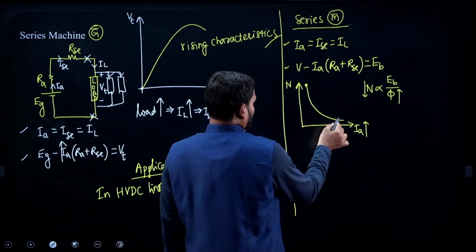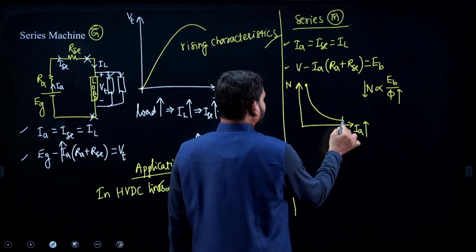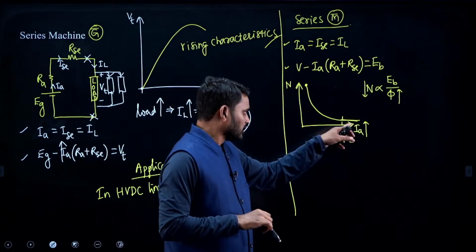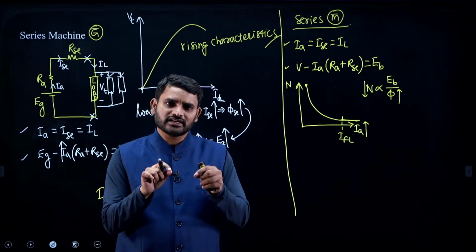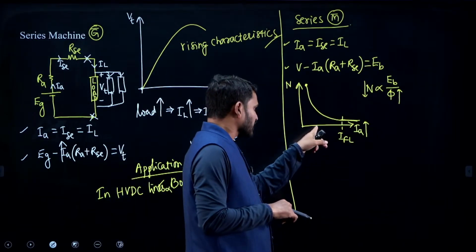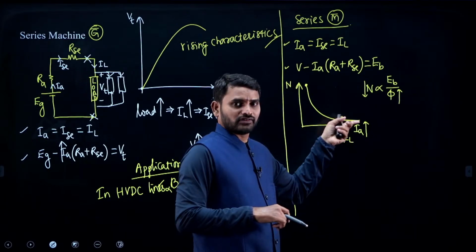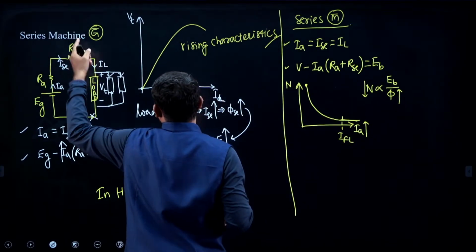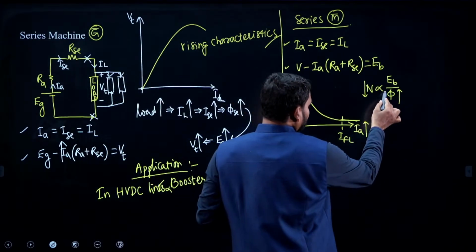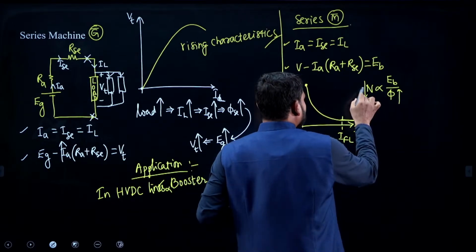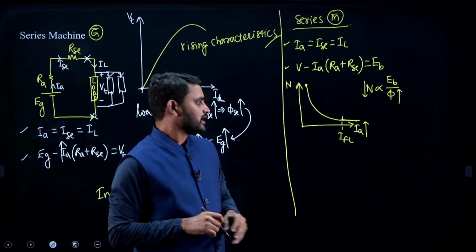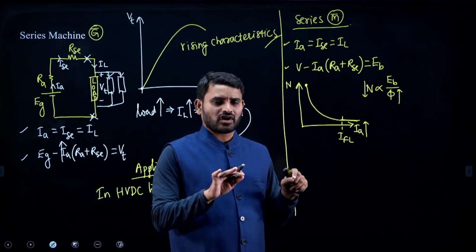Till full load you can write this, and after full load, what happens? It's almost constant. After full load, the characteristics look almost constant, or slightly like shunt motor characteristics. Why? Because if the current is more than the full load current, by that time the series field winding is going to be saturated. If the field winding is saturated, the flux is going to be constant now. Now the speed depends only on the back EMF factor, V minus IaRa. So that is the reason why this is almost going to be constant.